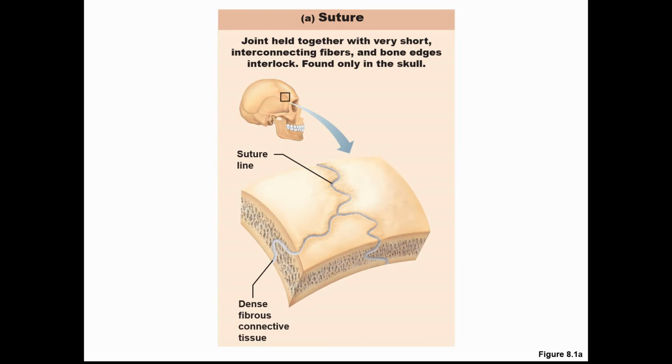Here's our sutural joint again, little tiny collagen fibers holding these joints together. Now, at birth, these joints are more open and movable to allow the baby's head to flex a little bit as it leaves the birth canal. But by about the time a child is 2 years old, these should have pretty much sealed up pretty well.